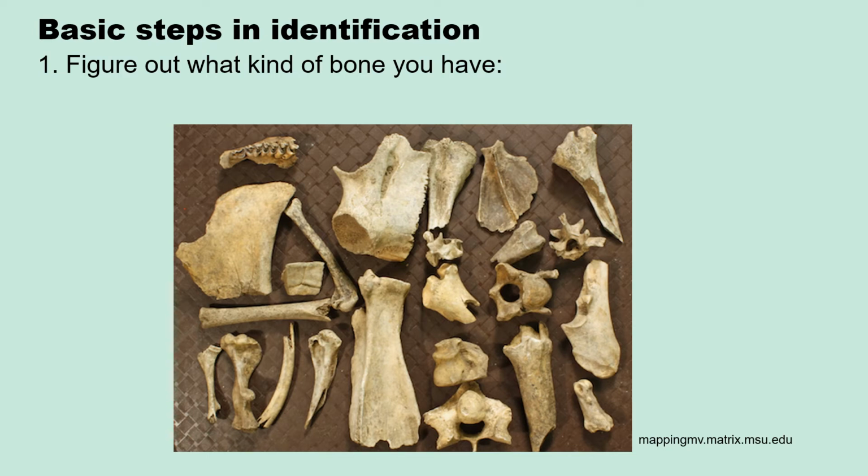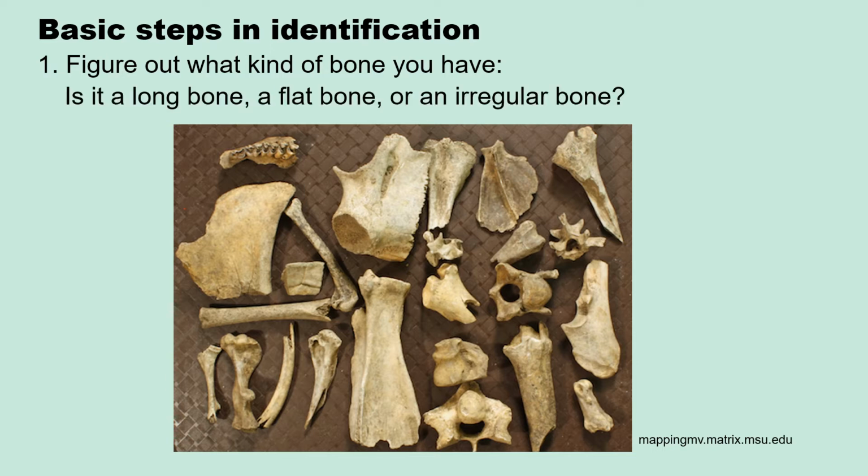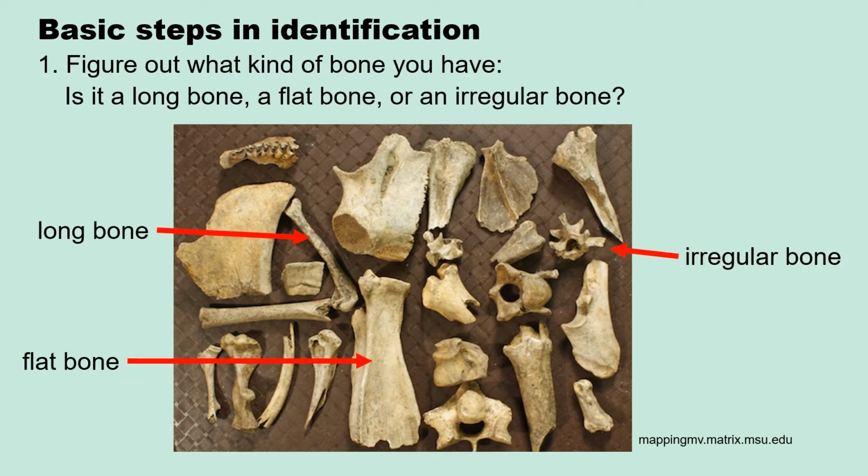There are a few basic steps in identification. First, you need to figure out what kind of bone you have. Is it a long bone? Is it a flat bone? Or an irregular bone? These three different shapes of bones are found across all different types of animal bones, whether it be fish, amphibian, reptile, or mammal, or bird.